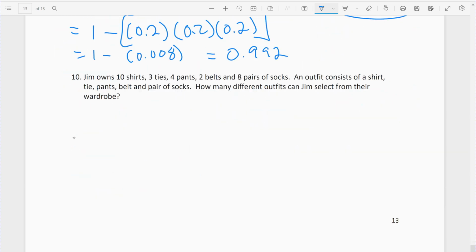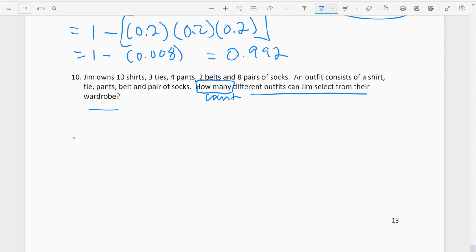Alright, the last one. Jim owns 10 shirts, 3 ties, 4 pants, 2 belts, and 8 pairs of socks. An outfit consists of a shirt, tie, pants, belt. So basically one of each. Shirt, tie, belt, pants, pair of socks. How many different? So we're not looking for probability, just want the count. Different outfits can he select for his wardrobe?